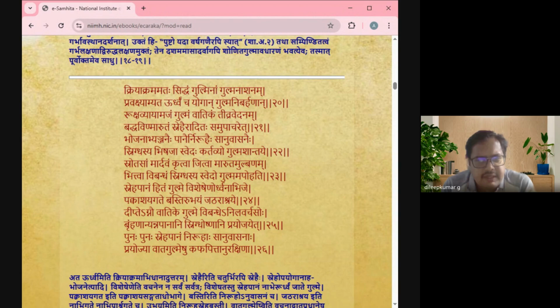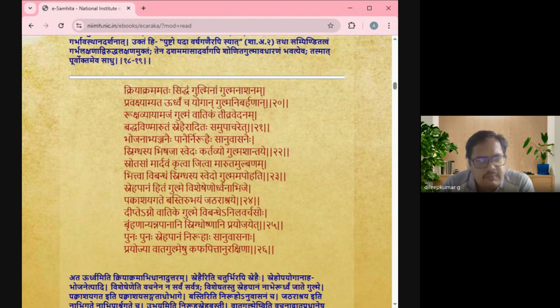In Vataja Gulma associated with Tivra Vedana, Baddha Vinmutra Marutam, if there is obstruction or obstipation associated with Gulma, you first treat with Snehaiḥ Aditaḥ Samupacharet. If there is severe pain, severe obstruction, constipation, go with this snehana. Which type of snehana? Bhojana, Abhyangana, Pana, Niroha, Anuvasana, all different types of sneha can be carried out. After snehana, go for Svedana, Kartavya Gulma Shanti.